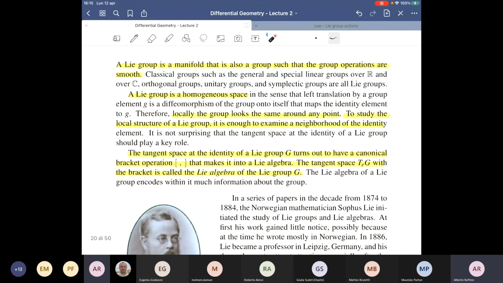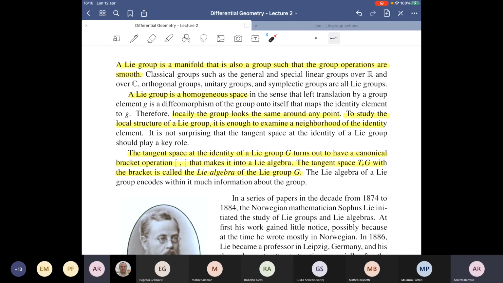It is a manifold, and it is also a group for which the group operations are smooth when seen as maps between smooth manifolds. What one can say is that a group is a homogeneous space, so locally it looks the same around any point, and I shall say something about this later. And in particular, to study the structure of a group it is enough to examine what is going on in the neighborhood of the identity.